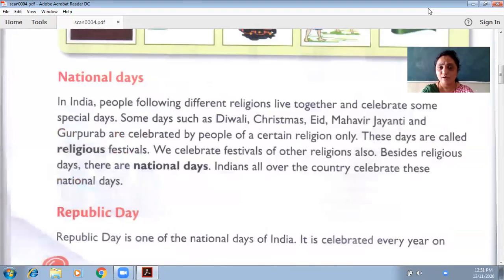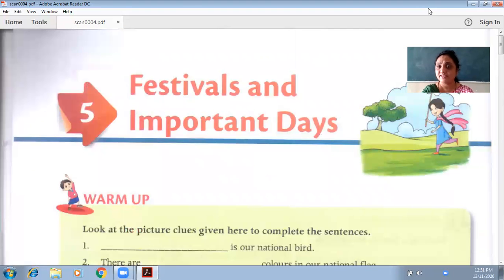So whatever things we discussed, festivals and important days, especially the important national festivals. From January 26th, Republic Day, then Independence Day on August 15th, then September 5th as Teachers Day, October 2nd as Gandhi Jayanti, and November 14th as Children's Day. I hope you students have no doubts regarding this lesson and that you understood it.